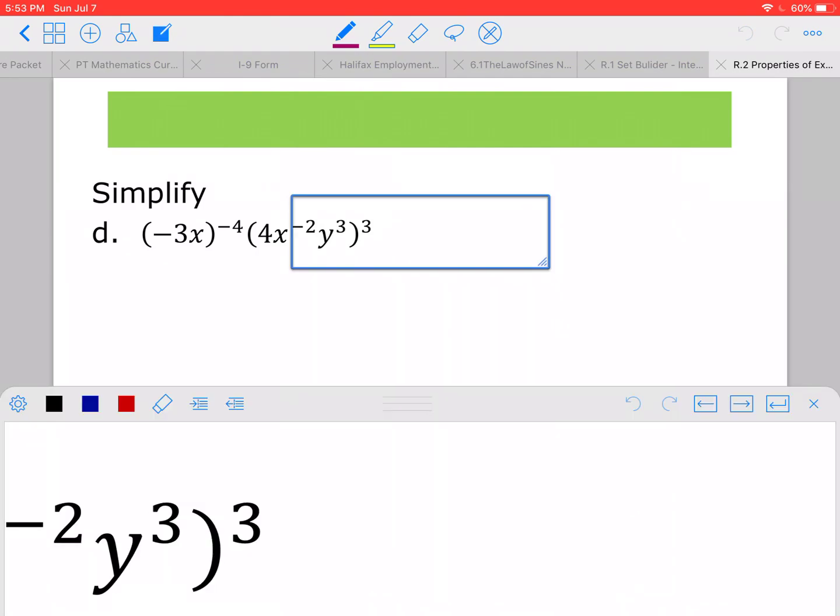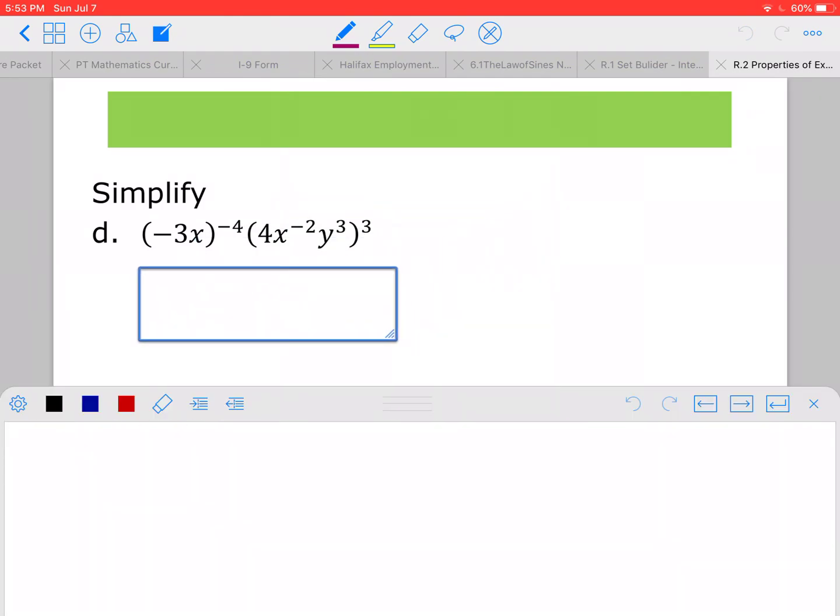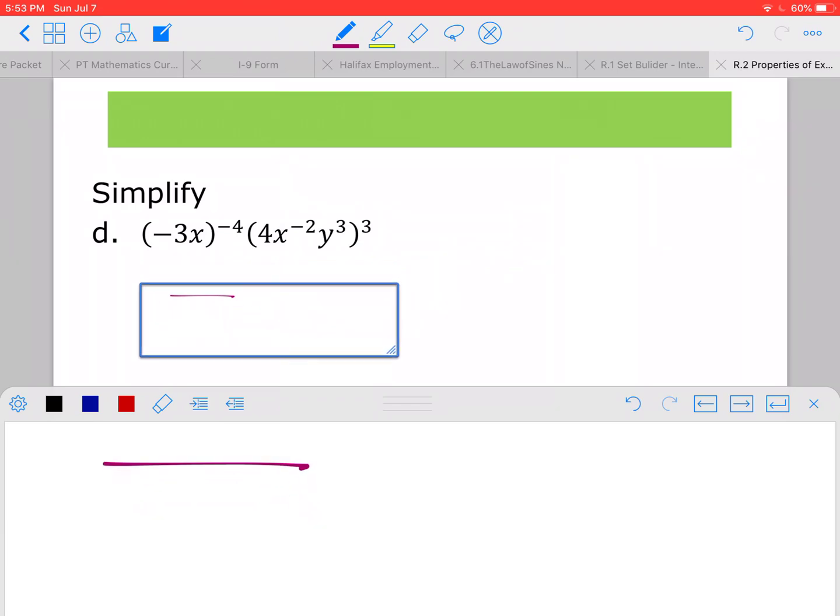Part D. Okay, I know they're getting bigger, one thing at a time. So here we've got a to the negative 4th power. We can start by writing that on the bottom, or we can just go ahead and distribute through. Let's start by writing on the bottom. I think that'll make it a little bit easier to see. So on the bottom of our fraction goes our negative 3x to the negative 4th.